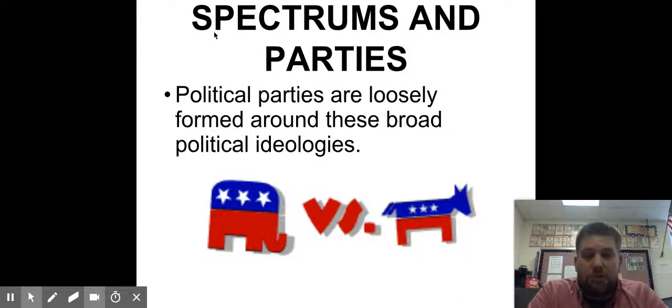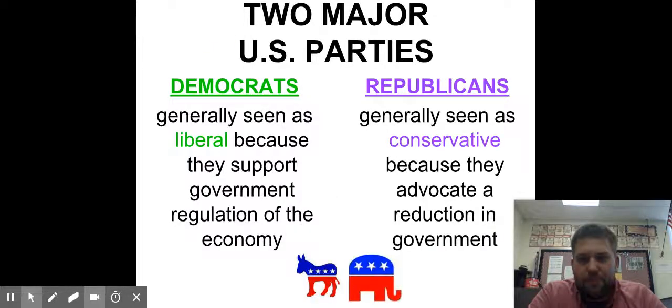So in general, our political spectrums loosely form our political parties. So basically, the people on the left side of the political spectrum, or the liberals, tend to be our Democrats. And the people on the right side of the political spectrum, or the conservatives, tend to be our Republicans.